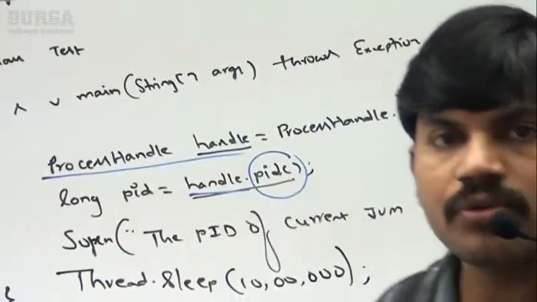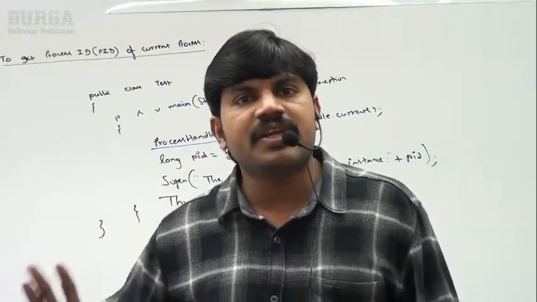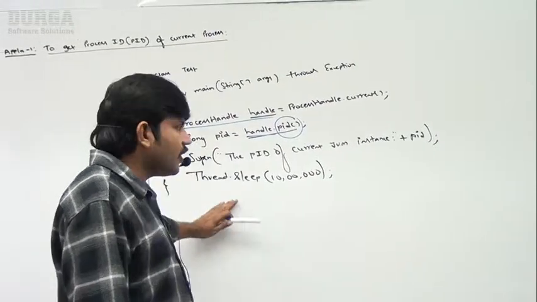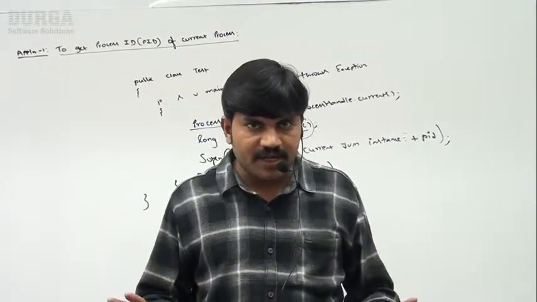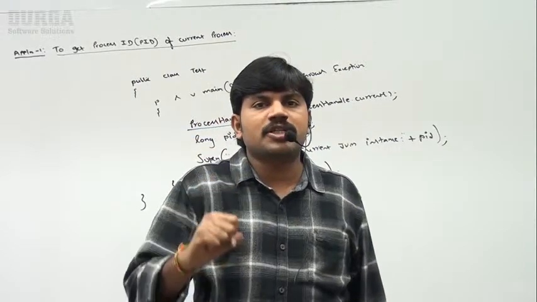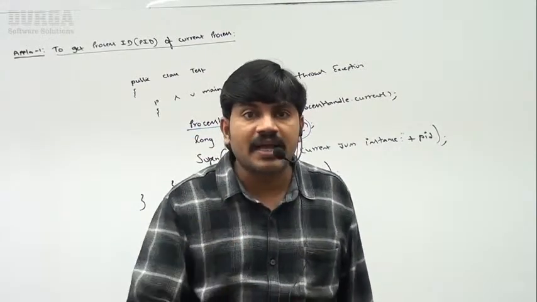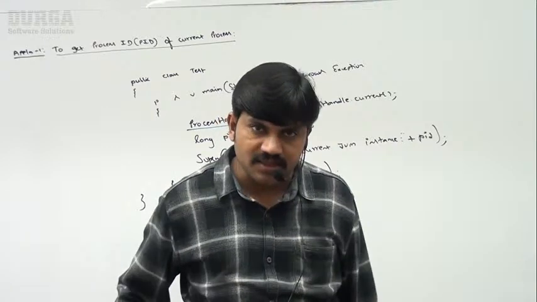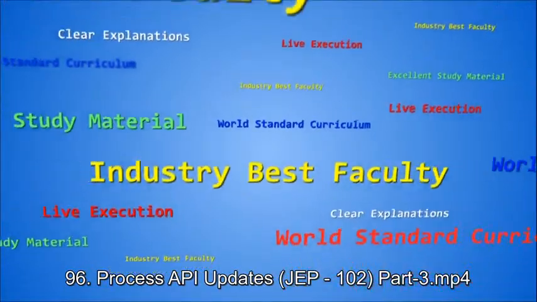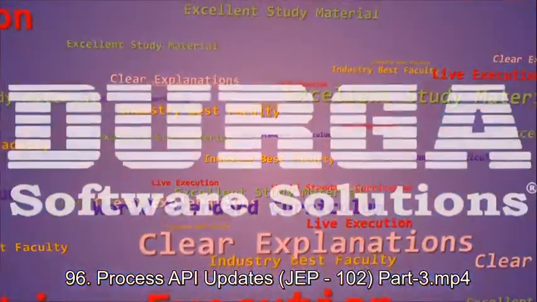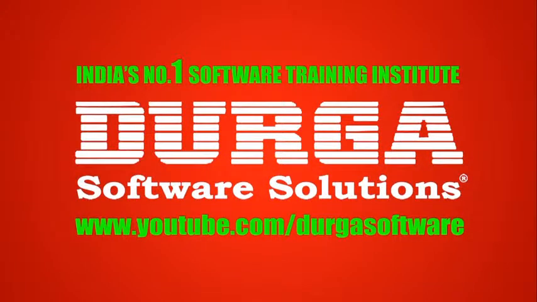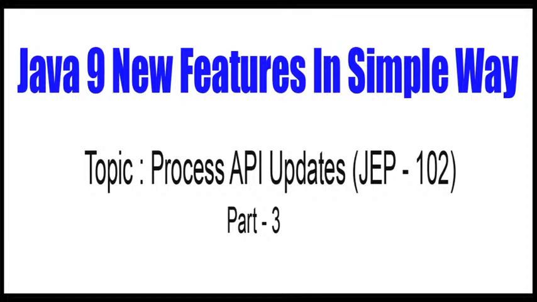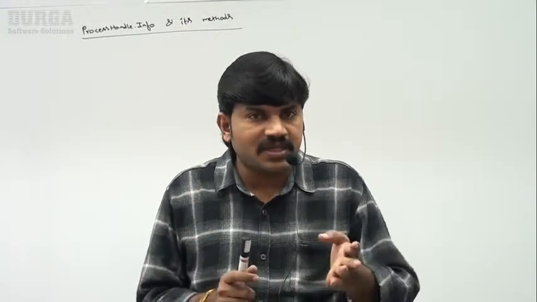So how do we get the process ID of the current JVM instance? This is a very simple example that you people should be aware of. Is it clear for all of it? First example: how to use the Process API to get the process ID of the current running process. That's all, sir. Up to this we covered how to get the process handle object. Next, how to get the PID of the current running process. Even a small use case also I covered, right?